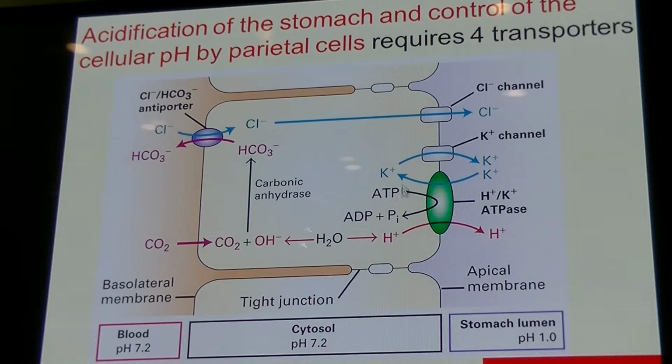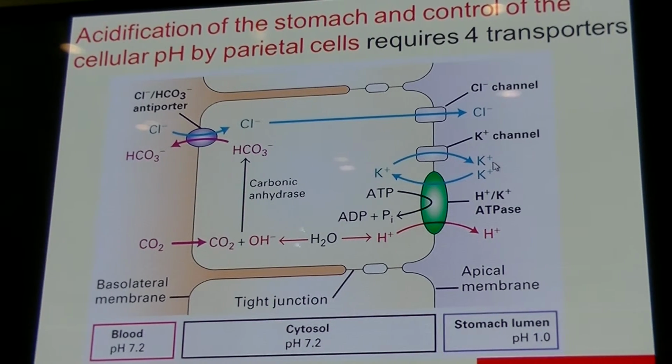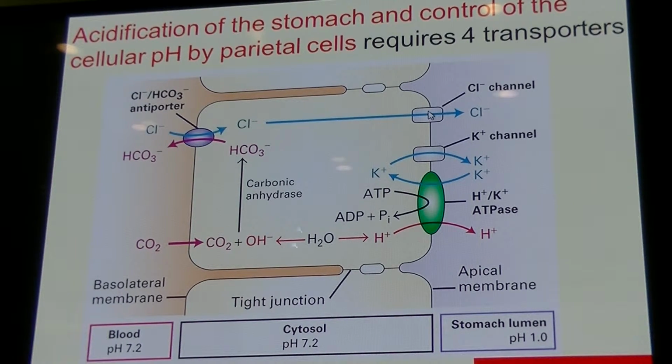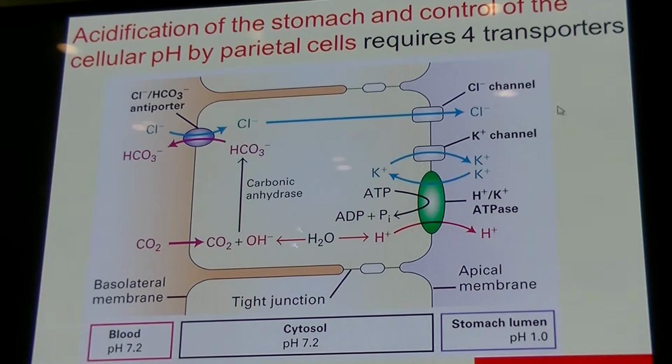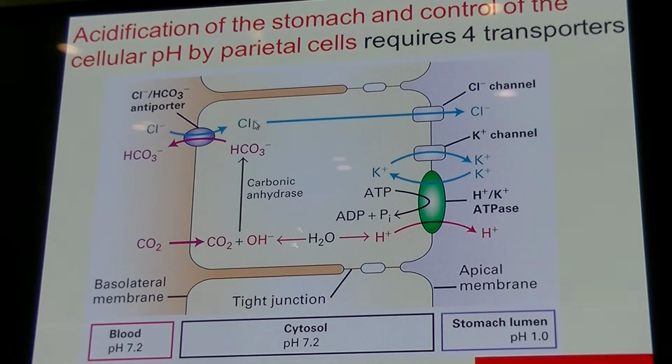This potassium channel, I think, is driven by the potassium gradient. It's not favored by the membrane potential because it's positive out. The chlorine channel is favored by the membrane potential, not by chlorine concentrations, because chlorine accumulates here. And this transporter is driven by the chlorine concentration.